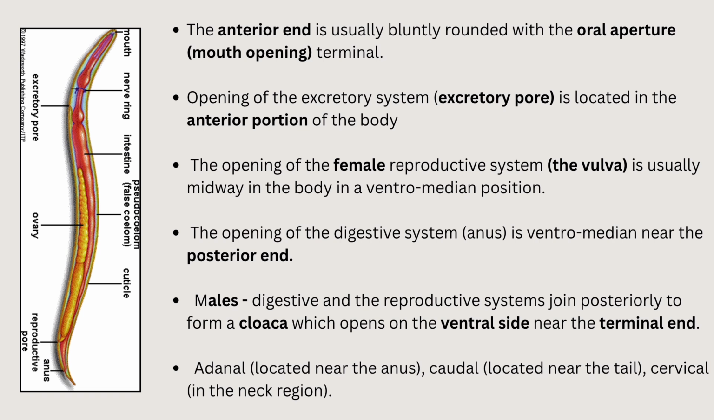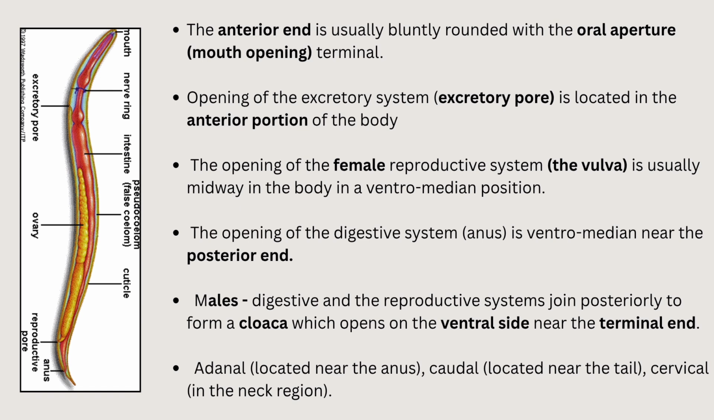Now in females, the reproductive system and the digestive system open separately. They have separate openings. For the reproductive system, the opening is called the vulva, and it is usually in the midway, the mid portion of the body. That is also found on the ventral side of the body. And for the digestive system, there is the anus, which is also found on the ventral side. In case of males, both the digestive and reproductive systems join posteriorly and form a cloaca which opens on the ventral side. It is usually near the terminal end.